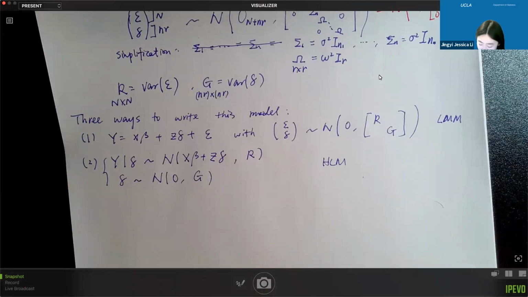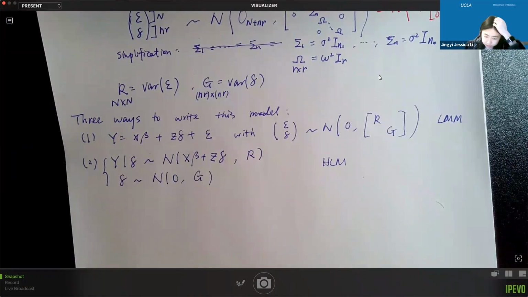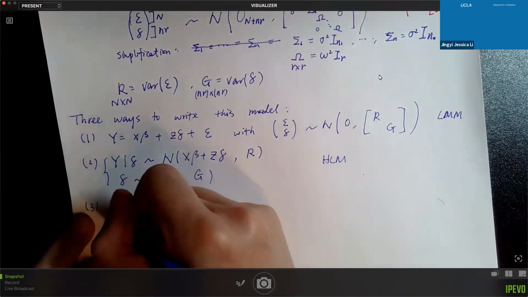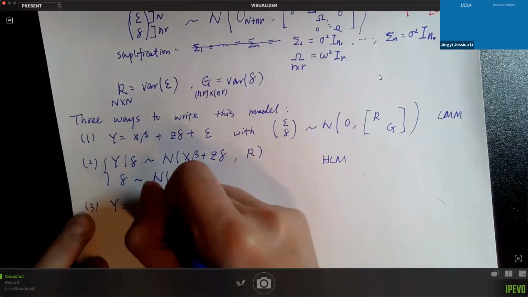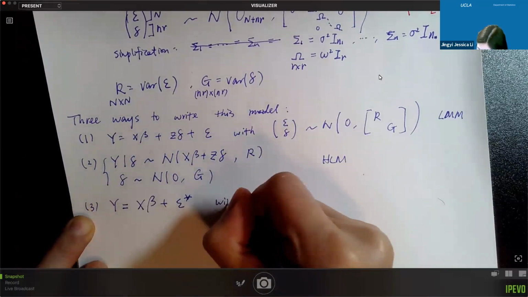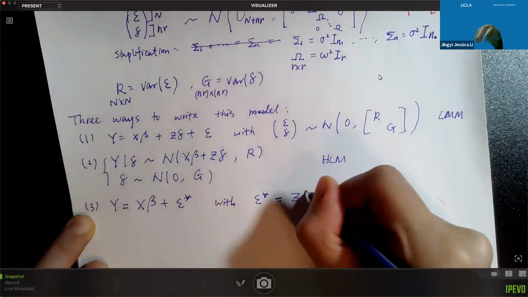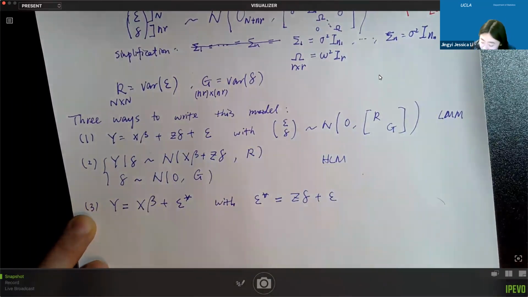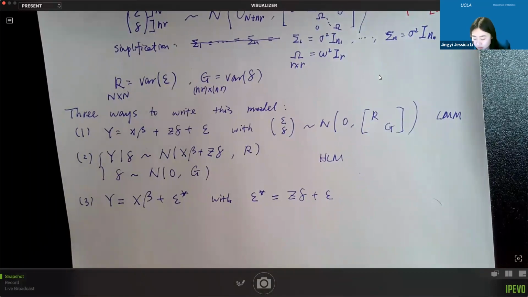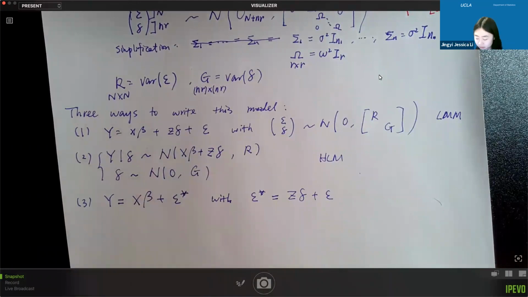The third way is that we could just consider Z delta plus epsilon as one random error term. So the third way is we write y as equal to x beta plus epsilon star, with epsilon star just equal to z delta plus epsilon. If we write it this way, then we are putting ourselves in a linear model, but we put these two random terms into a common random error term.